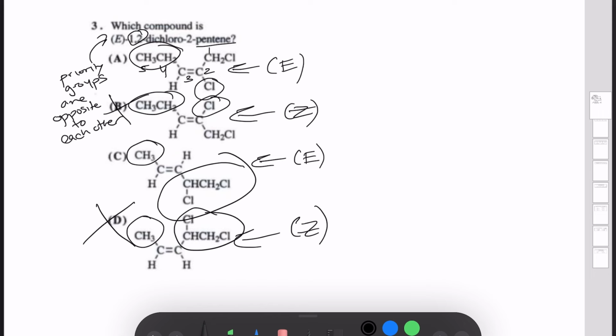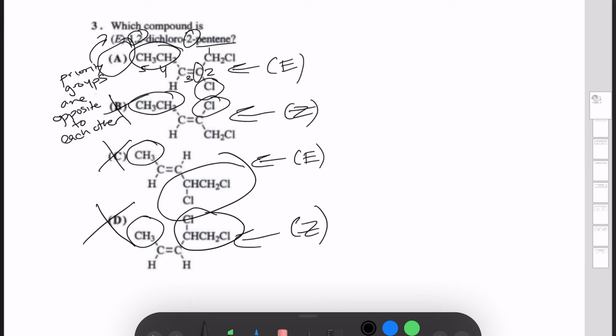In addition, the name says 2-pentene, so that means it's corresponding to the first carbon of the double bond within this pentene chain. And when we look at option A, that matches the description as well, because the first carbon of the double bond, if we go from right to left, is at position 2. So it seems as though option A is our answer.